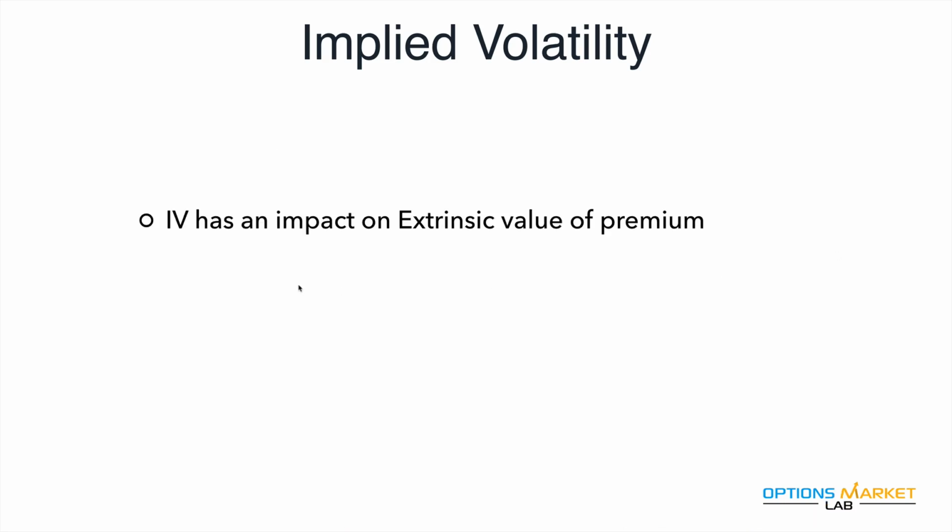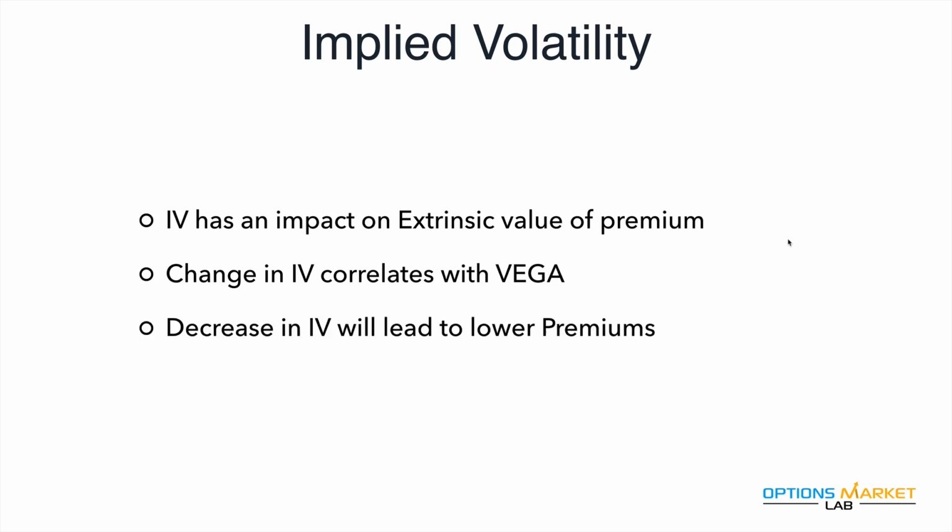Now, IV has an impact on the extrinsic value of the premium. When the implied volatility changes, it affects your vega. Change in IV correlates directly with vega, so every 1% change up or down affects our premium by the vega of the Greeks. A decrease in IV will lead to lower premiums.